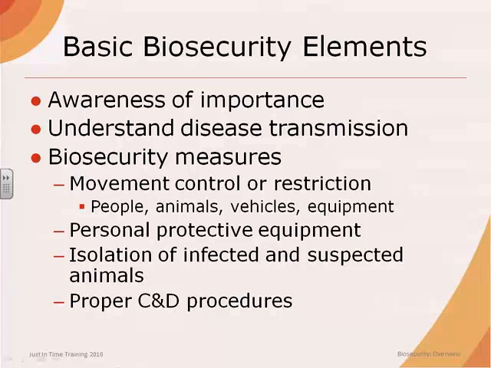Basic elements of any biosecurity plan include an awareness and understanding of the importance of biosecurity measures and how disease agents can be transmitted. Movement control or restriction measures for people, animals, vehicles, and equipment, isolation of infected and suspected animals, and health assessment of susceptible and exposed animals are also important components of any biosecurity plan. Cleaning and disinfection procedures are critical to reduce or eliminate pathogen transmission.